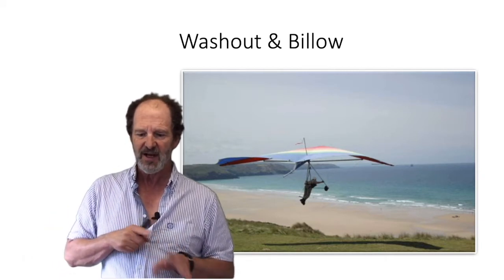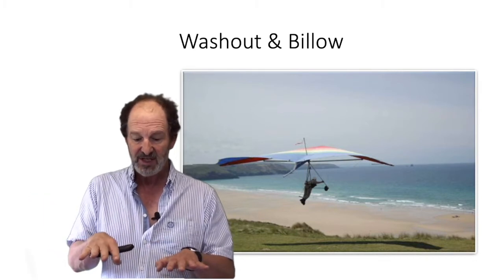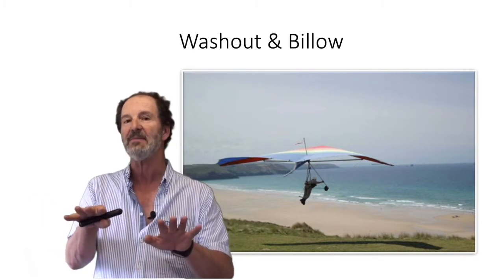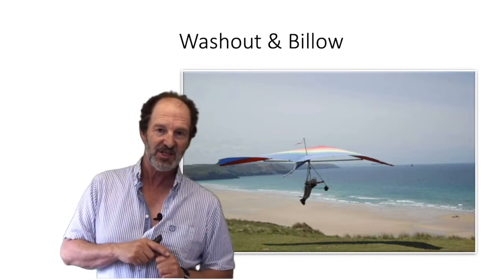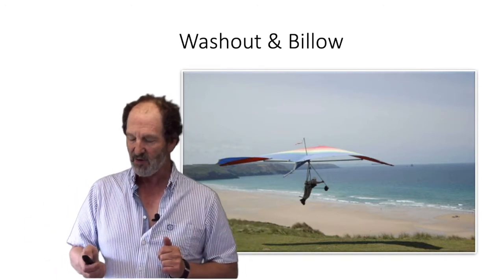top surface. So if you have a wing with a lower angle of attack towards the tip, and you increase the angle of attack of the whole aircraft at the same time, obviously the bit that's going to stall first is the root, is round the centre. And that's exactly what happens on a hang glider.